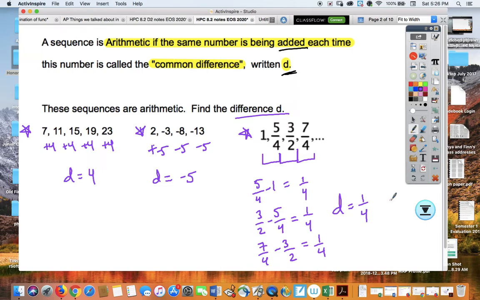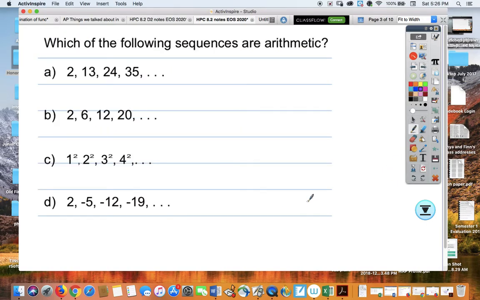Okay, so you're going to have to be able to do that, identify the common difference. You're also going to have to be able to identify whether or not something is arithmetic, because not everything is. We like it when it is, though. So you're just looking, are you adding the same thing each time? So in A, are we adding the same thing each time? Looks like we are. It looks like we're adding 11 each time. So yes, that is arithmetic.